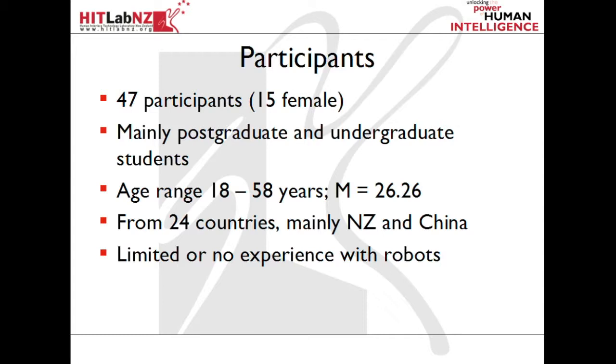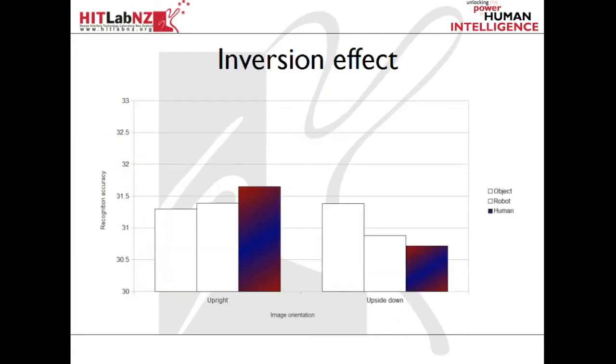So we had 47 participants, and they had either limited or no experience with robots. Please find the details in the paper, as I guess we should proceed to the results. And we did the 2x3 repeated measures ANOVA analysis, and the factors were orientation and image type.